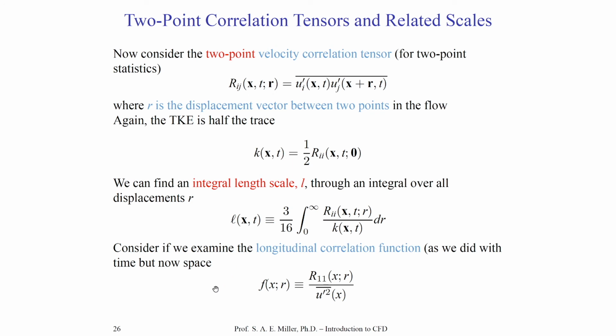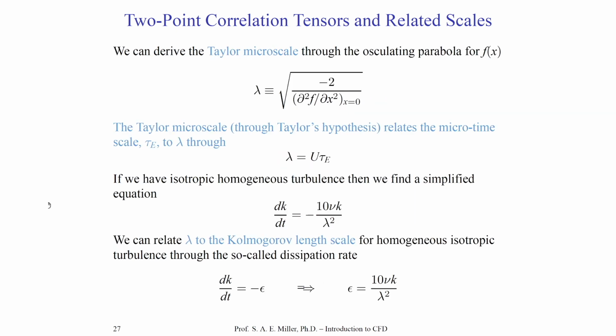Now, if we consider a longitudinal correlation function, just like we did in time, we can find almost the same quantity. We'll call that f, for instance. That'll be the first component divided by the RMS of u prime. We can once again define a Taylor microscale, but this time it's a Taylor length scale through the exact same process as we did with the time scale. We would find the second derivative of f in this case using the 2-point correlation instead of the autocorrelation. Put a -2 in the numerator and take the square root. And now we have found another scale of turbulence, which is called the Taylor microscale.